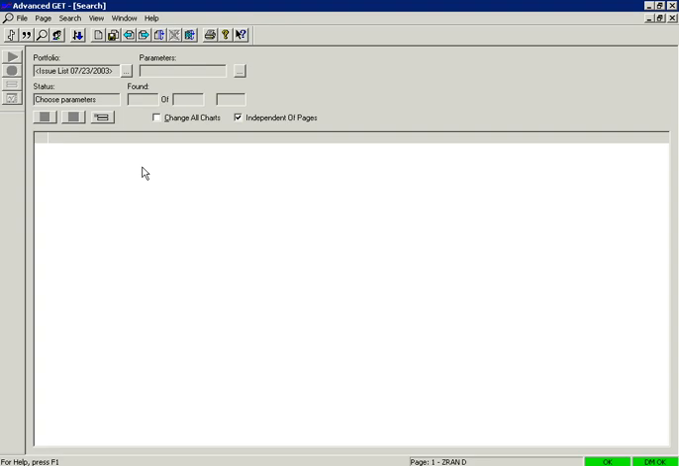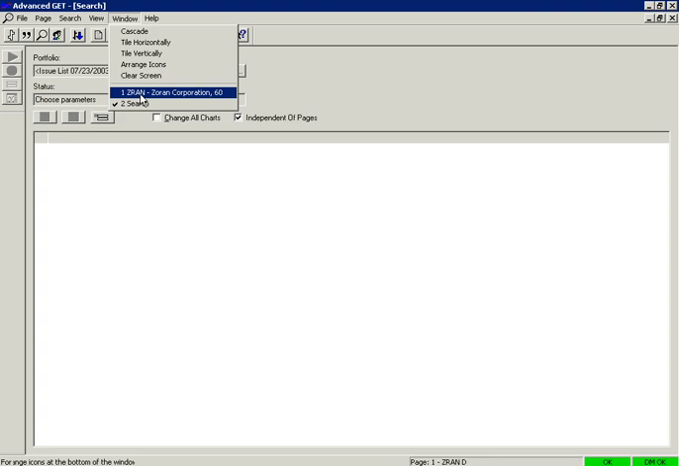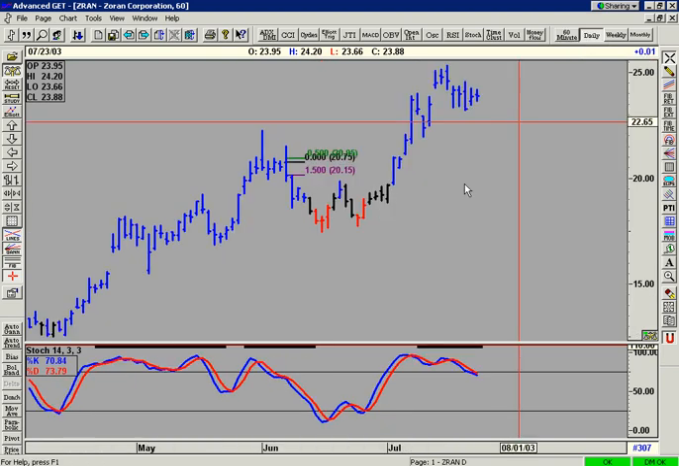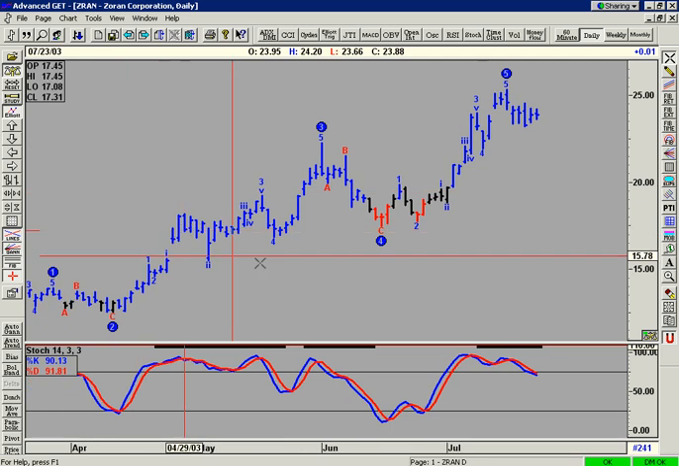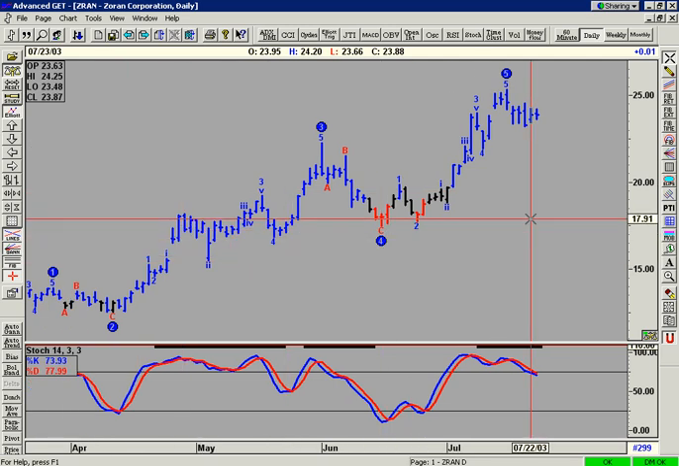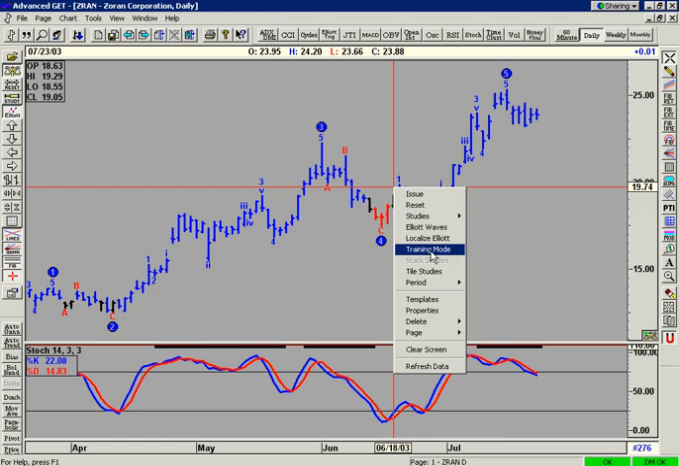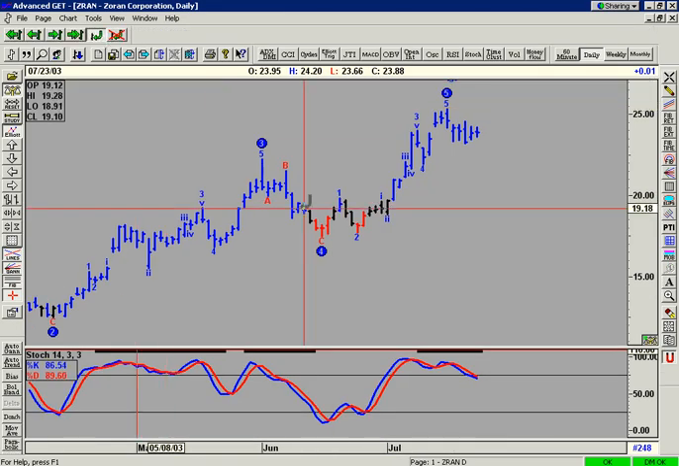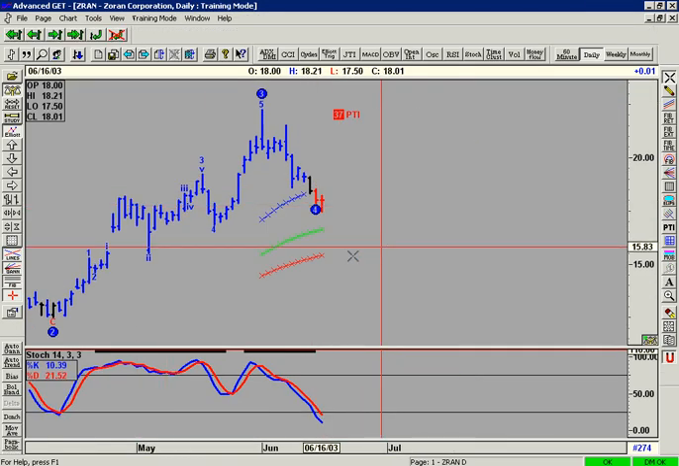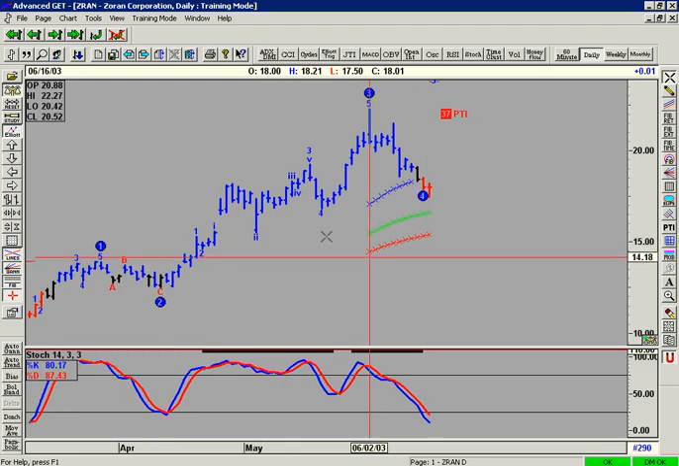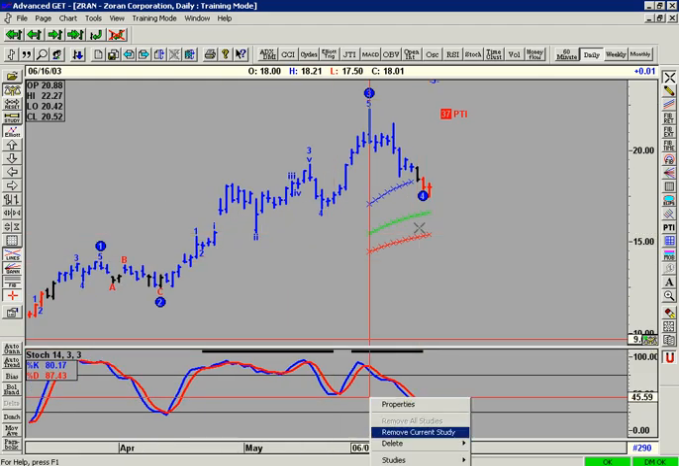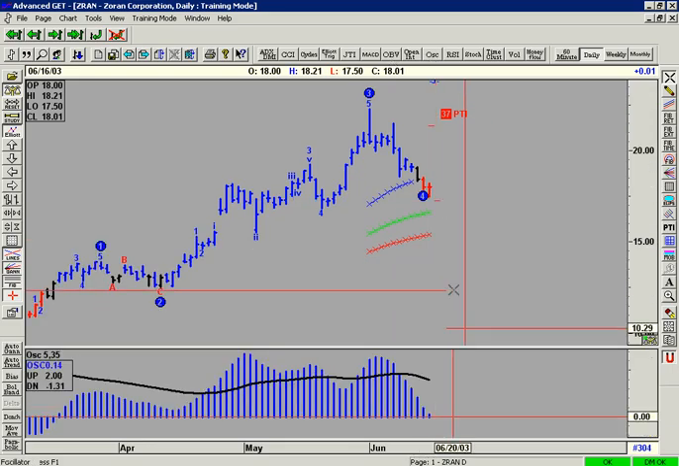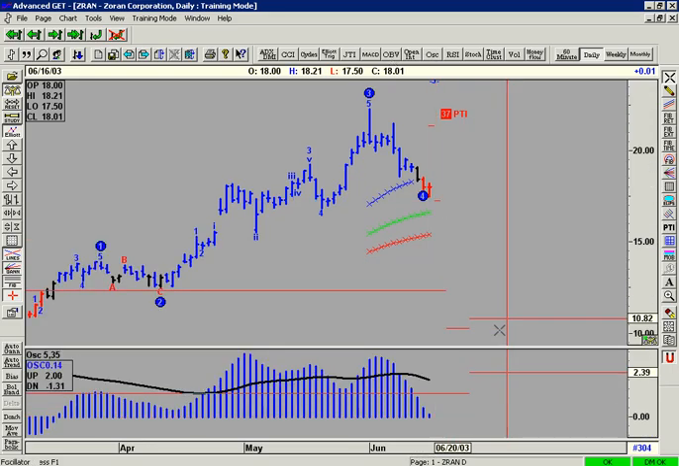As a matter of fact, the ZRAN, the stock that we were looking at, I'll go ahead and go back to the daily chart here. This is a stock that I found while doing a presentation for a group in London, and I found it back on about the 16th of June, and it was in this position here. I'll go ahead and remove that and put the oscillator on there. And it was a perfect Type 1 setup.